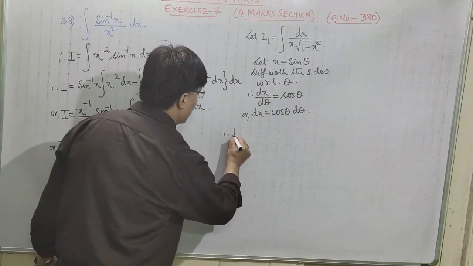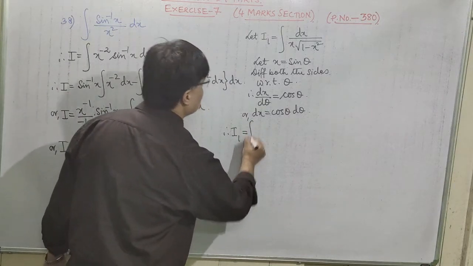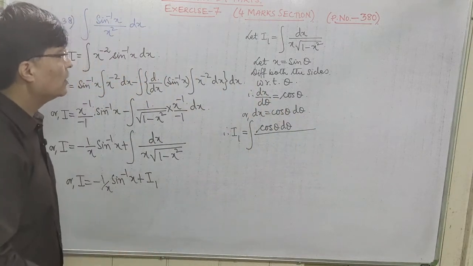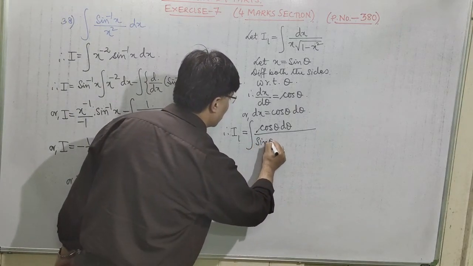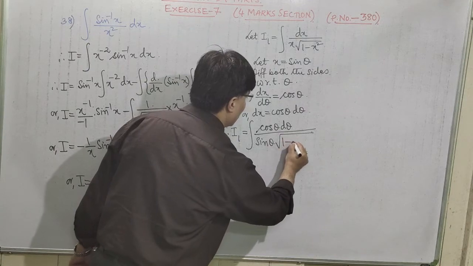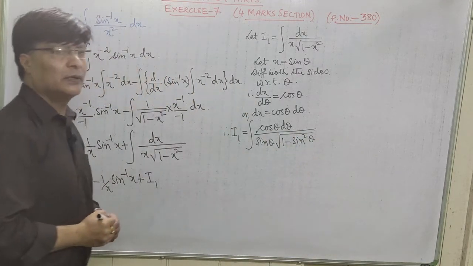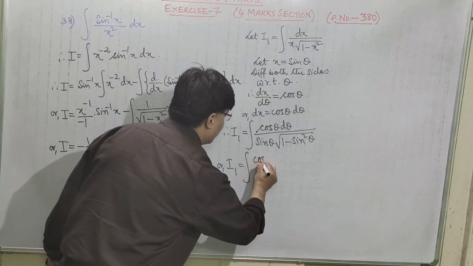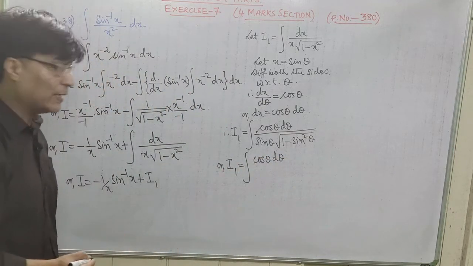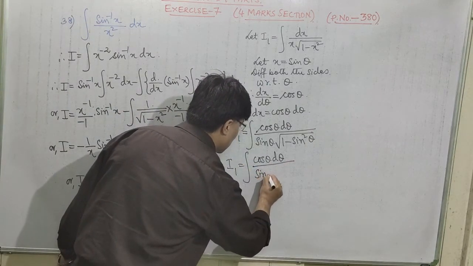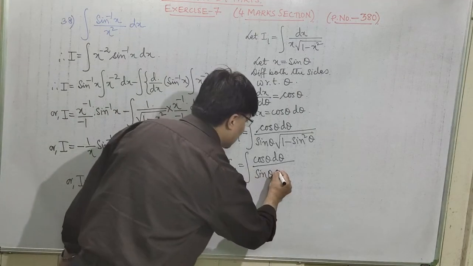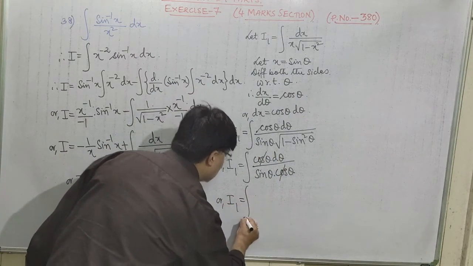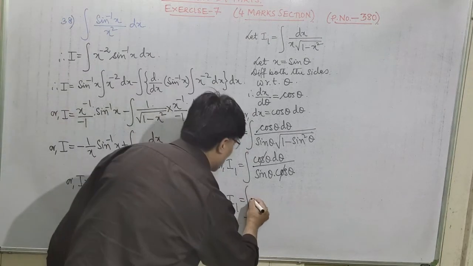Right? So therefore what is I1 now? So I1 is equal to integration of, what is dx? It is cos theta d theta divided by, what is x? x is sine theta into, within square root, it is 1 minus sine square theta. So let us simplify it again. Or this is I1 is equal to integration of cos theta d theta, right, divided by sine theta into, what is square root of 1 minus sine square theta? This is your cos theta. Your cos theta gets cancelled. So or I1 is equal to integration of, what is 1 by sine theta? This is your cosec theta.